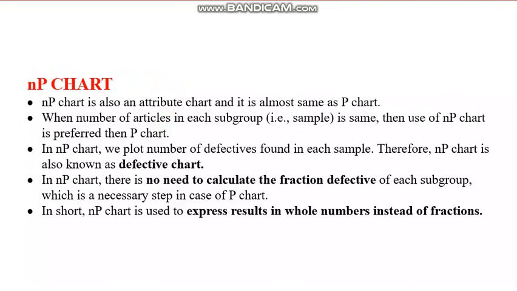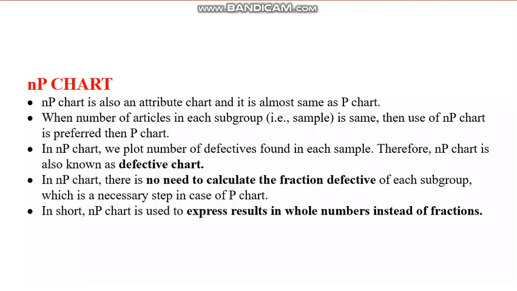Now what are we saying? See, if you are having 10 samples, and in each sample how many articles are there? Suppose in each sample an equal number are there. In each sample 5 articles are there. That means the first 5, second 5, third 5, fourth 5, fifth 5, and up to the 10th 5. If everything is the same, then NP chart is preferred.